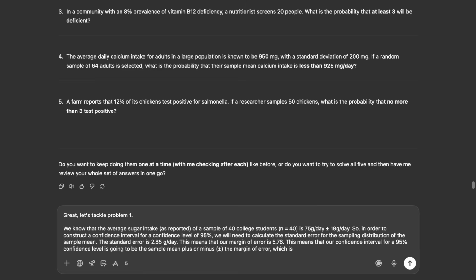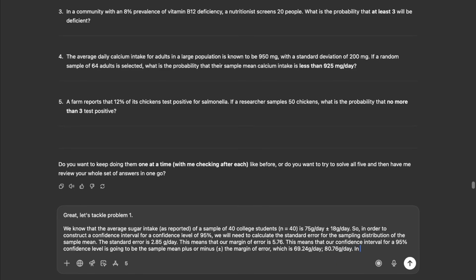Our 95% confidence interval is going to be the sample mean plus or minus our margin of error. Okay, so we have it on our calculator here. We're going to negate that and add the 75. So 75 minus 5.76 gives 69.24 grams. I kind of want to round it to 69 grams, but to be extremely exact, I'll put it that way: 69.24 grams per day, semicolon, and then the next value, 75 plus 5.76, which is 80.76 grams per day.